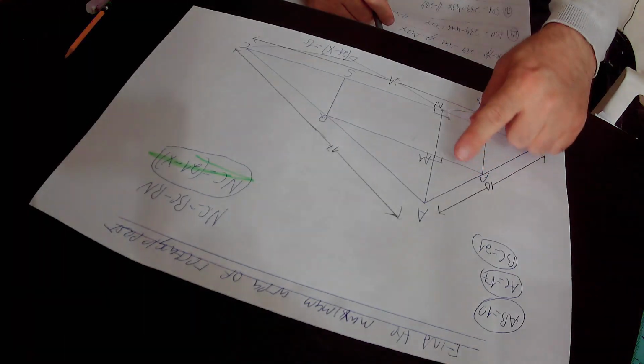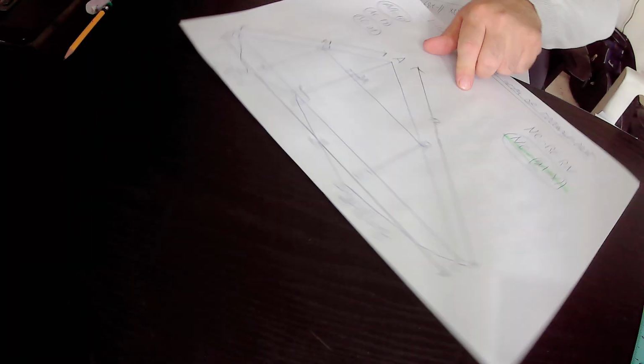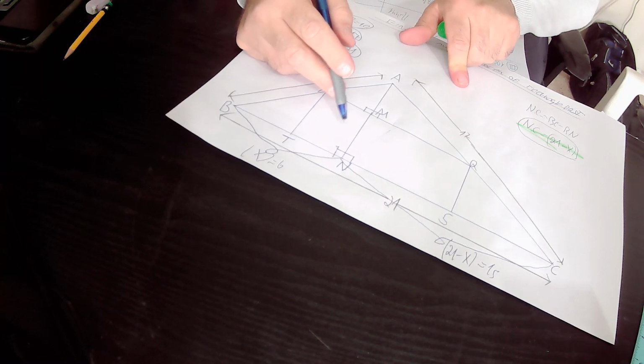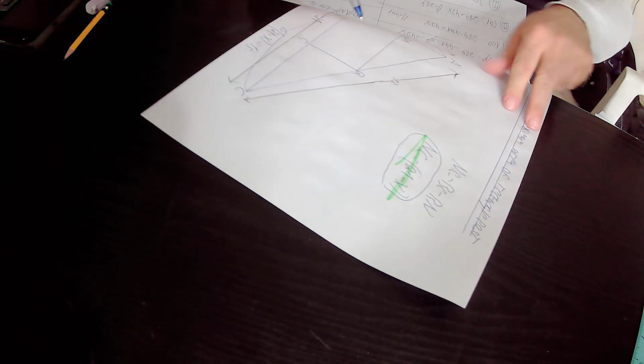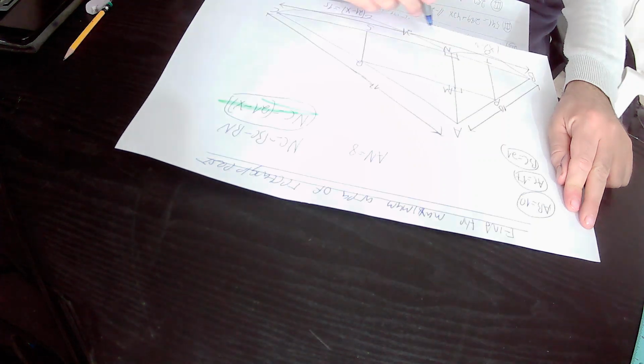So BN equals 6 units in length. I write it down here. AN equals 8 units in length. Again, AN equals 8 units in length.